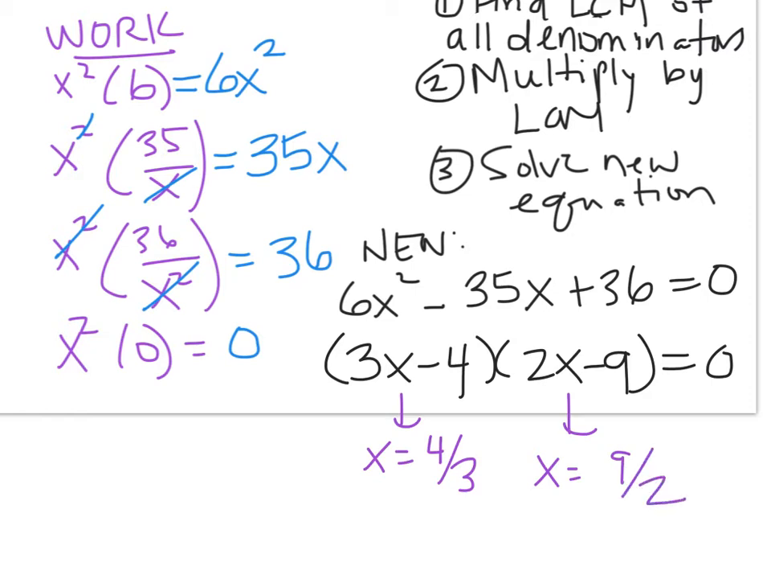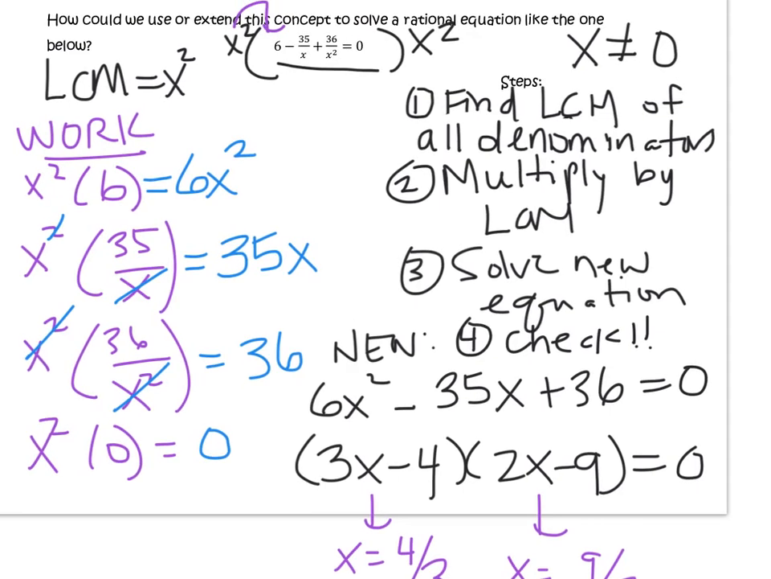So my last step, I have to check these. I'm just going to squeeze in this step right here. I've got to check to make sure that these are valid answers. The main thing I have to check for is what we said in the beginning. In the beginning, we said x is not allowed to be 0. Remember, we wrote that right in the beginning. So we're good as long as we didn't get that value.